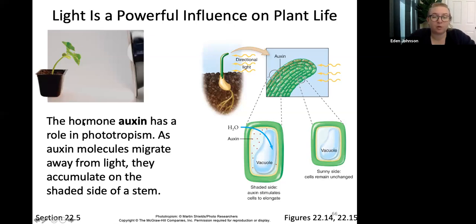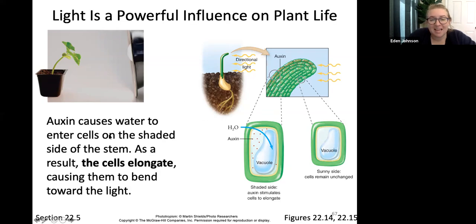Okay, now the hormone auxin is responsible for this. As auxin molecules migrate away from the light, they accumulate on the shaded side of the stem. So you have directional light, auxin molecules move to the shaded side of this plant, and then they are going to cause water to enter the cells on the shaded side of the stem.